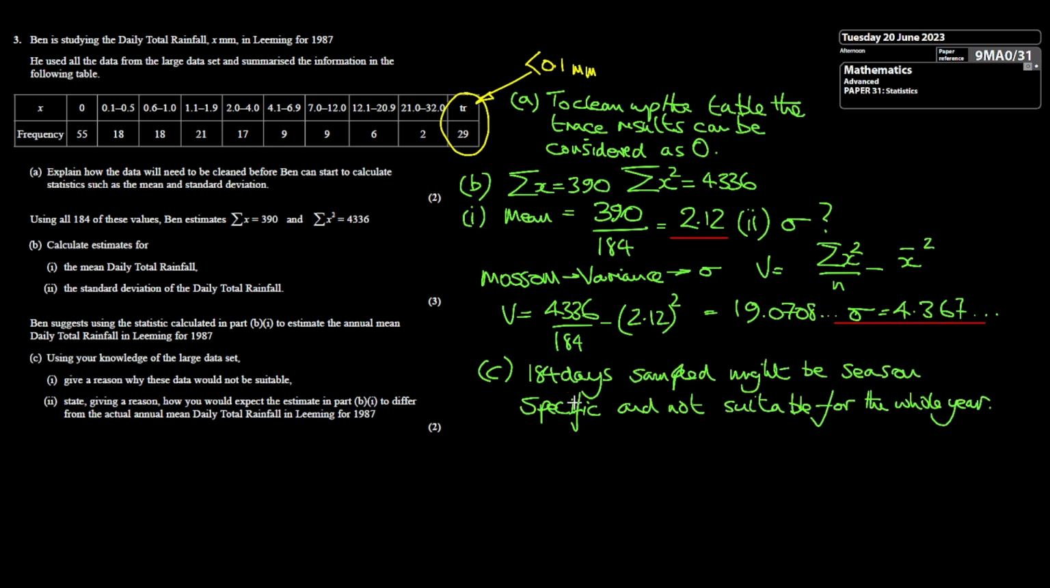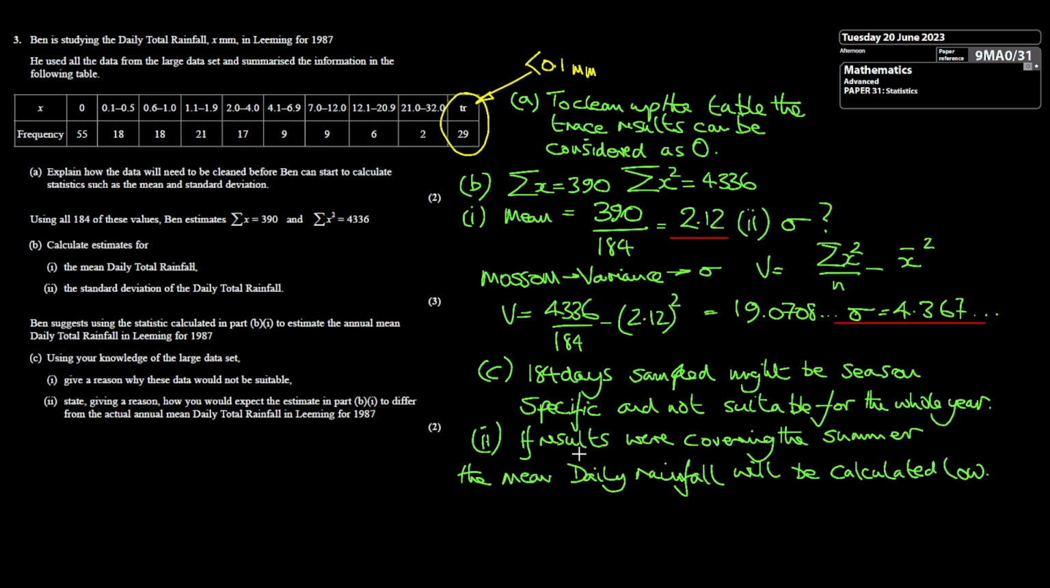And I've said that the 184 days that were sampled might be season-specific and therefore not suitable to extend for the whole year. The answer to part 2 is broadly similar to the answer to part 1. It depends when these results were taken. If they're summer results, then I'd expect that the mean rainfall to be a huge underestimate. If these are winter results, I would expect the mean total daily rainfall to be an overestimate. So it just depends what time of the year these were taken.